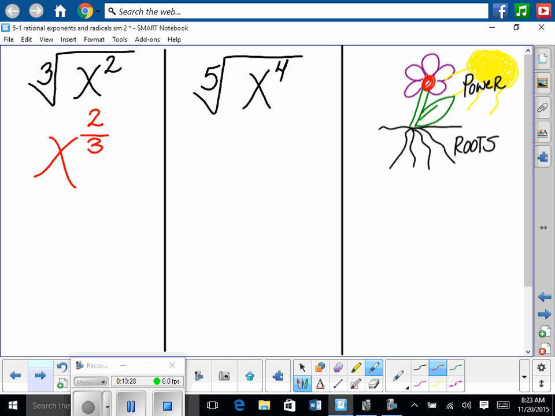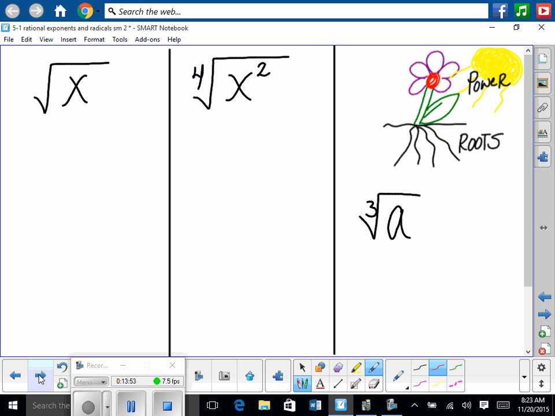We have the 5th root of x to the 4th power. So you have base x, and then we have a fractional exponent, and we put our power on top, so 4 goes on top, and the root goes on bottom. 4/5 power. Is everybody comfortable with that? So hopefully that picture of the power with the roots, power on top, roots on bottom really helps you. A couple more.